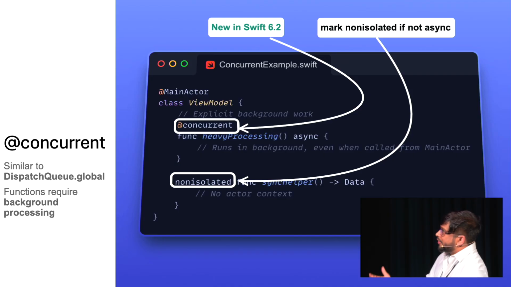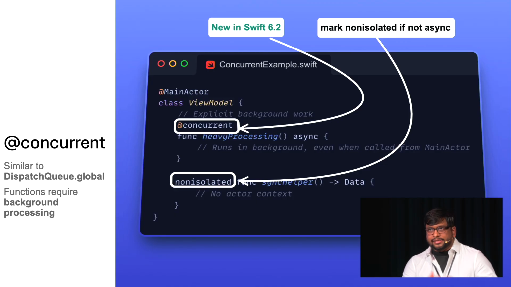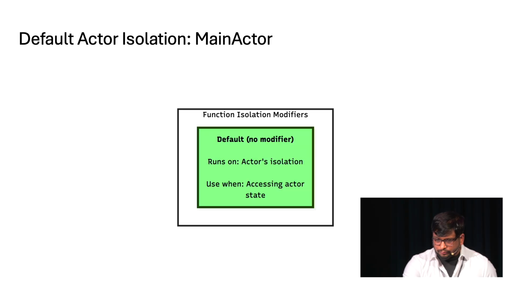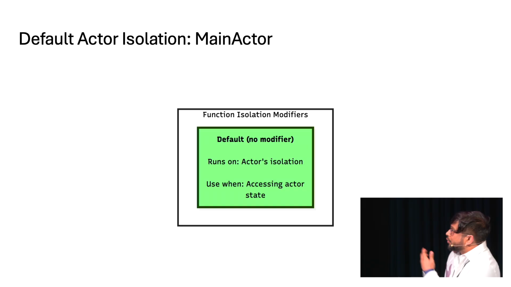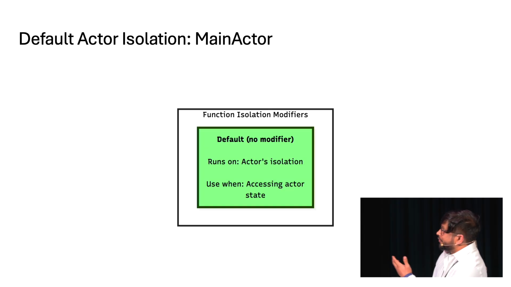This is the flip side of SE-0461. The plain async function inherits the caller's isolation, so it stays on the main actor. Concurrent functions always run in the background, explicitly opt-in. We all know the default modifier: a default function with no modifier runs on the actor's isolation.